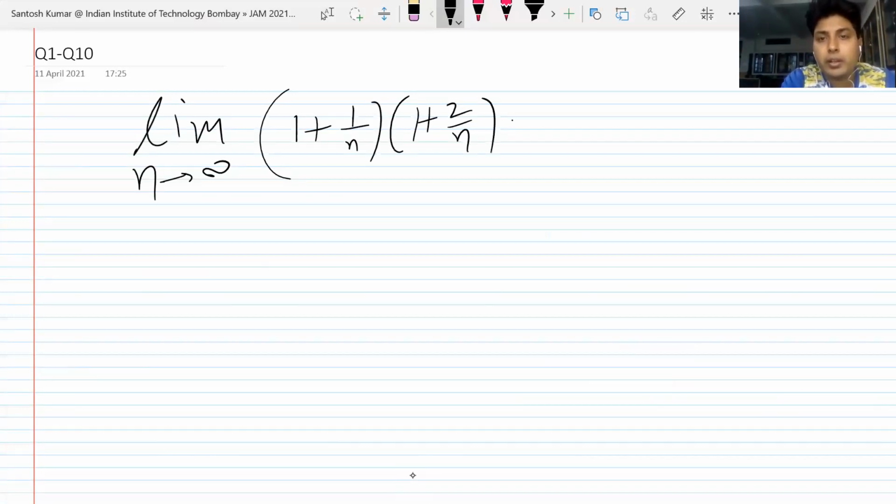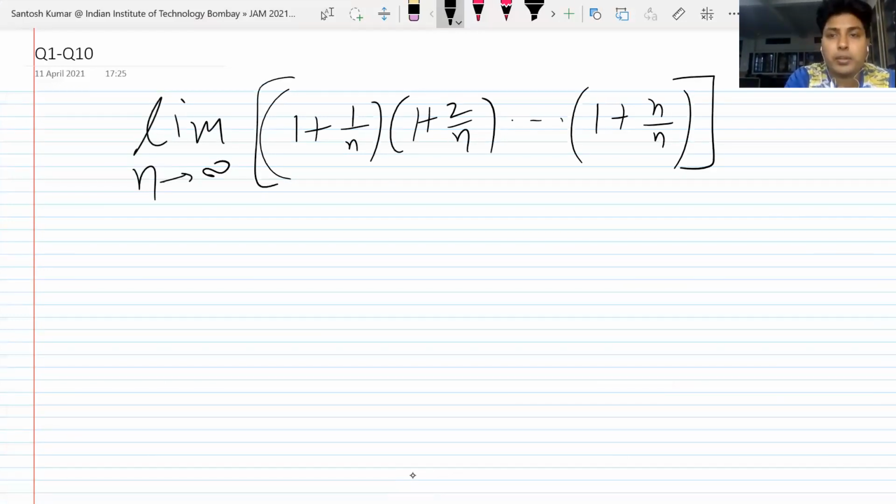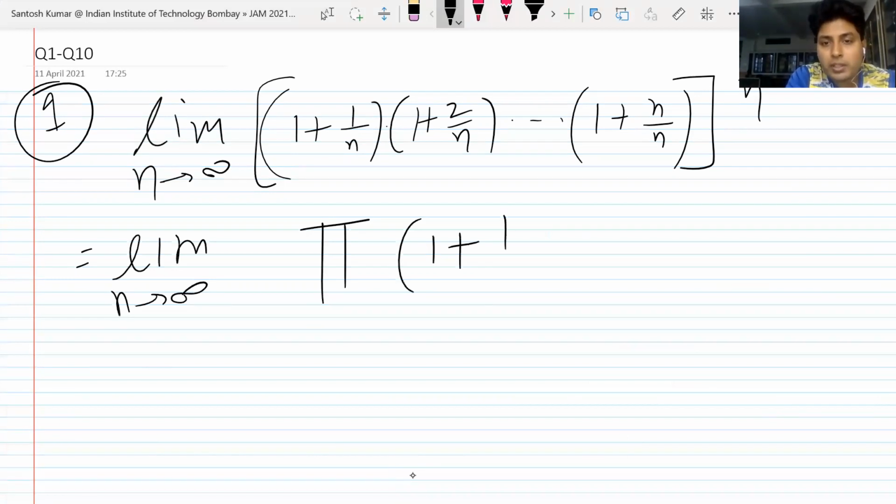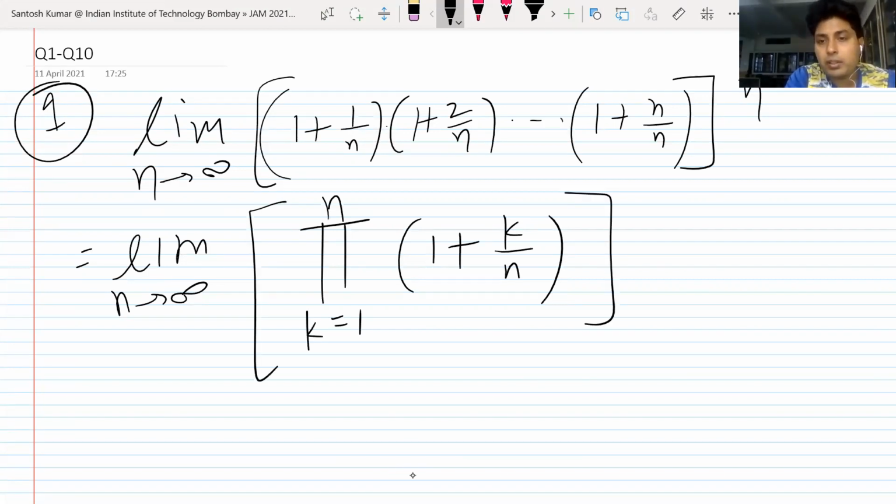1 + n/n, and the whole power is 1 upon n. This is the question. So limit n tends to infinity, we can write these as products. We can write the product symbol of 1 + k/n, k starting from 1 up to n, and the whole power is 1/n. So let's name it L.